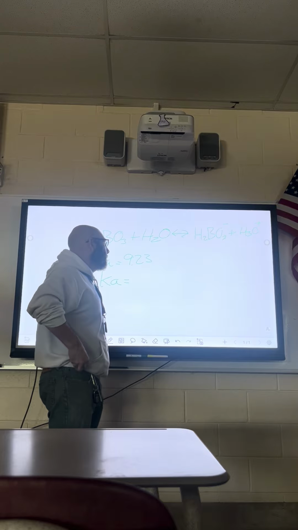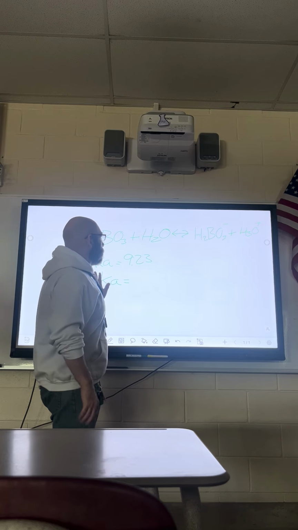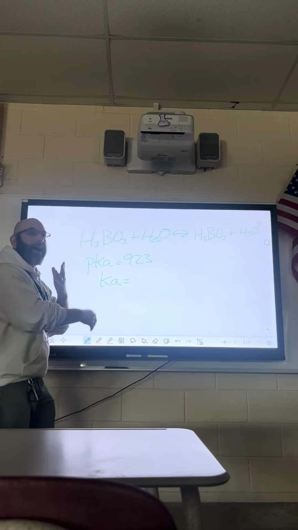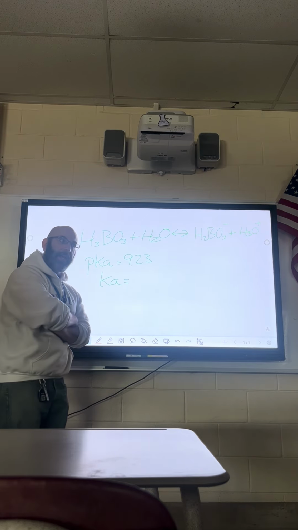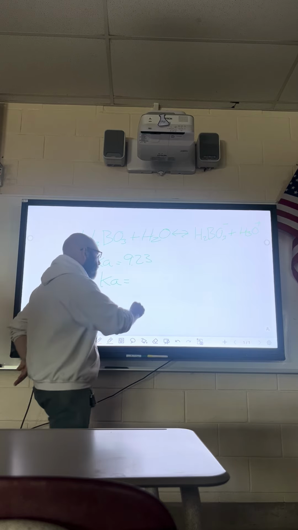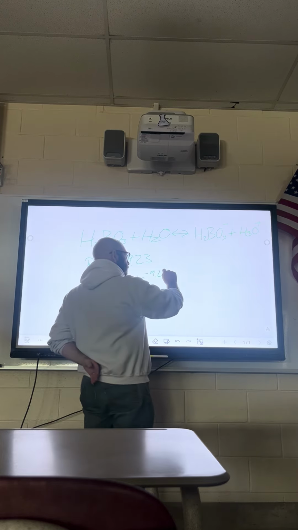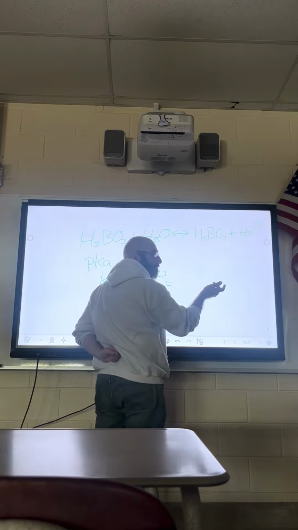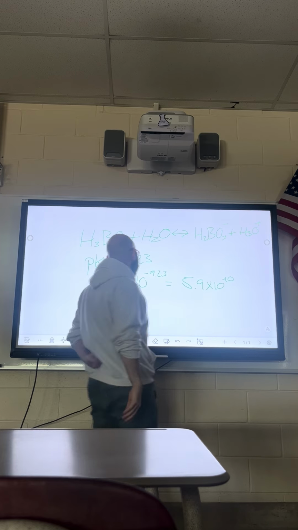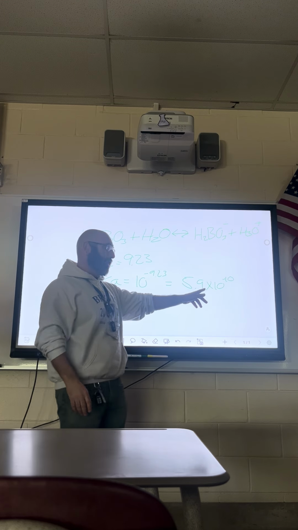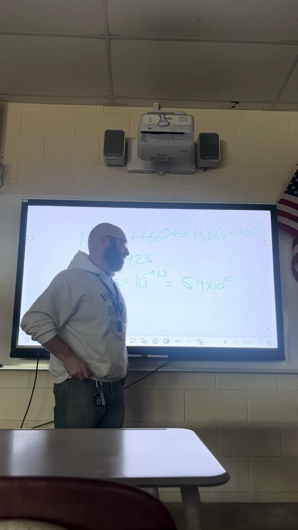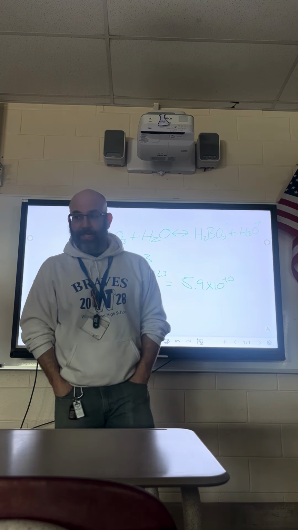Okay. Anyway. So we have our equation. We have our Ka. We have pKa. How can we find Ka? 10 to the negative, so this is going to be 10 to the negative 9.23. And what does this become? Which, by the way, because this K is really, really small, this is a very, very weak acid. Okay. What's next?